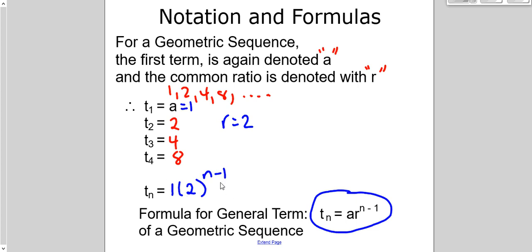There's no simplification here like there was with the arithmetic. We're just going to leave it exactly like this. You cannot multiply the number inside the brackets because remember, order of operations tells us we have to evaluate the base to the exponent first and then do the multiplication.